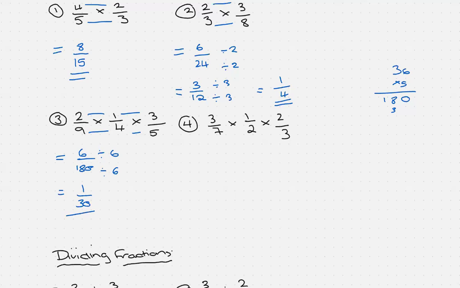Okay, same ideas. We're just going to times along the tops. 3 times 1 times 2. Similar numbers to last time, so it's going to make 6. Times along the bottoms. 7 times 2 is 14. 14 times 3 is 42. Both divisible by 6 again. Oh, I don't know why I wrote 2. I'll just rub that out. Had a moment there. So it'll become 1/7. And that's us done.